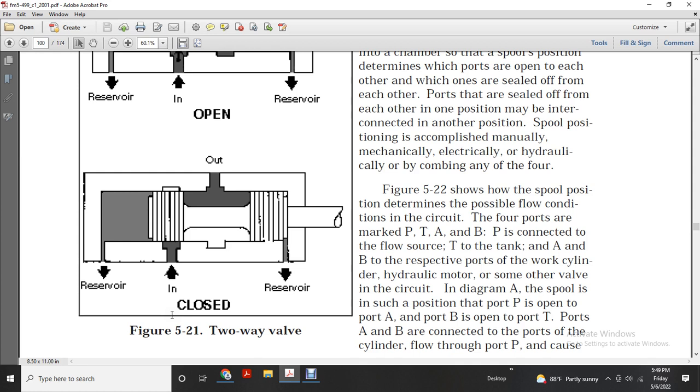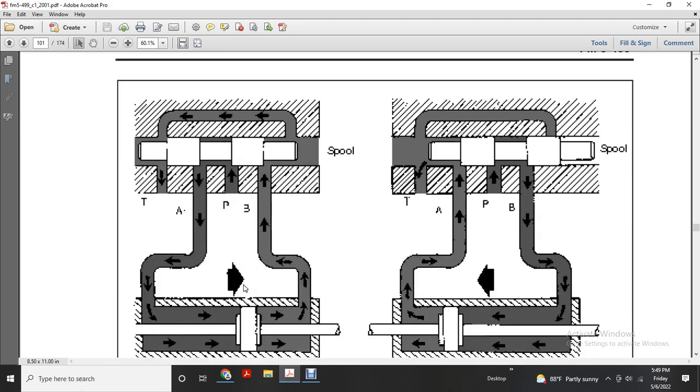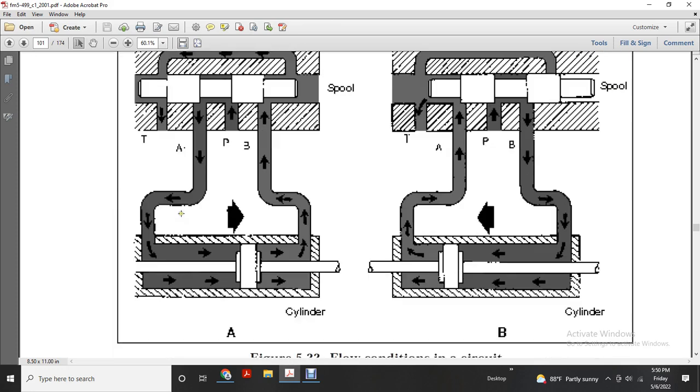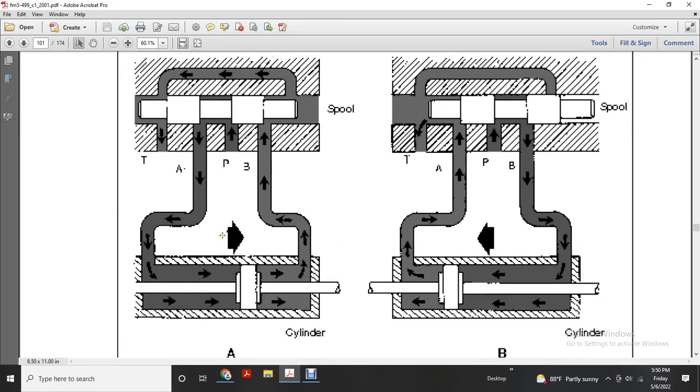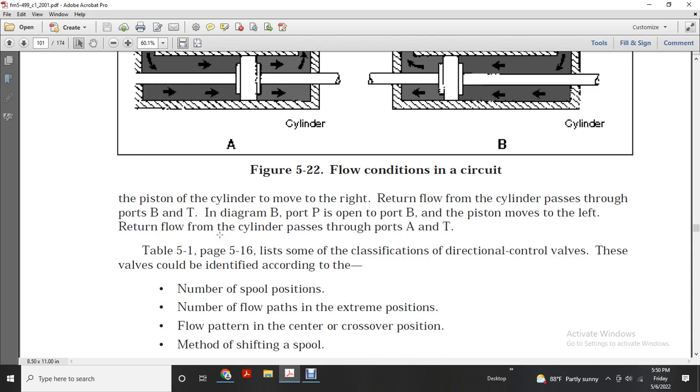Figure 5.21 shows the two-way valve with the ports in and out and back to the reservoir. The piston of the cylinder moves to the right, and the return flow from the cylinder passes through B and T. In diagram B, port P is open to port B, and the piston moves to the left, with the return flow of the cylinder passing through ports A and T.